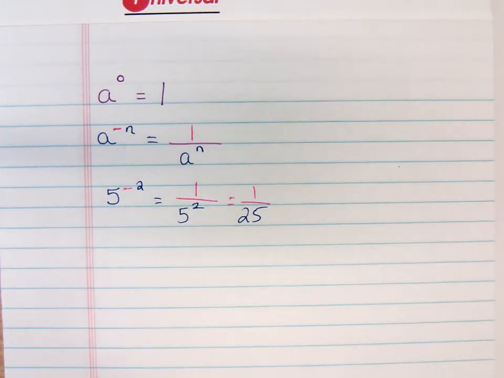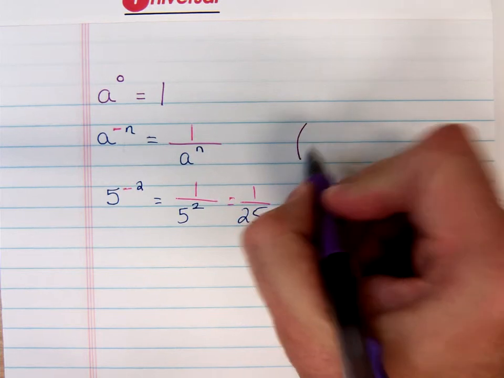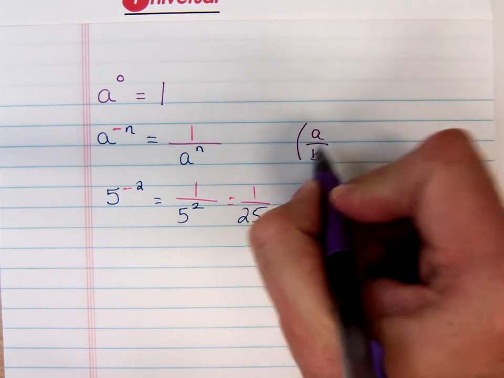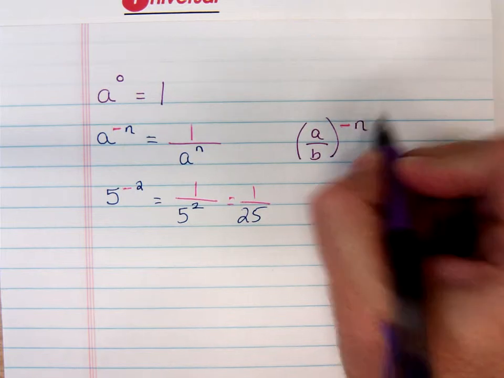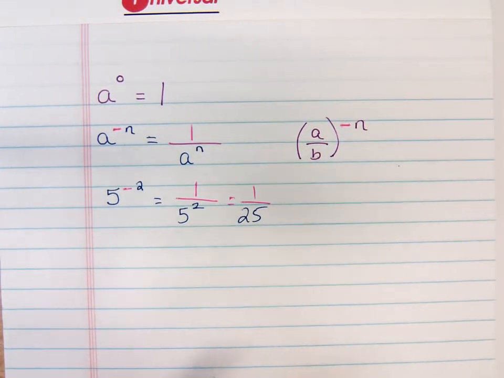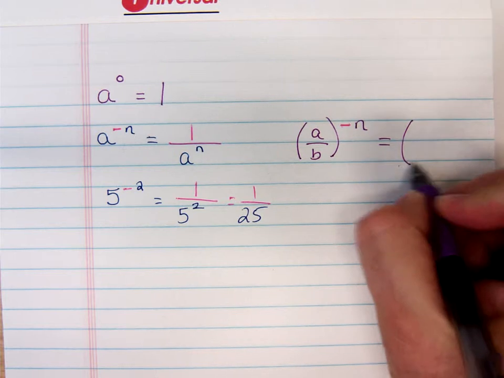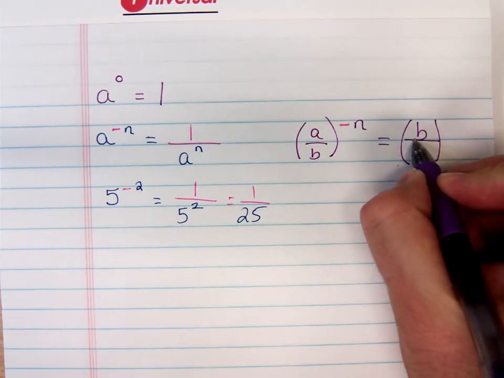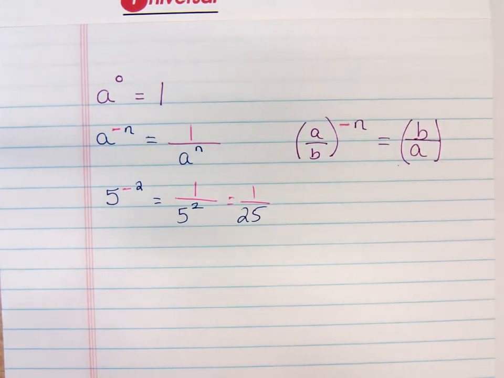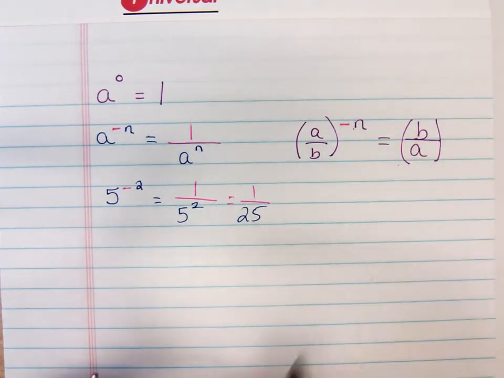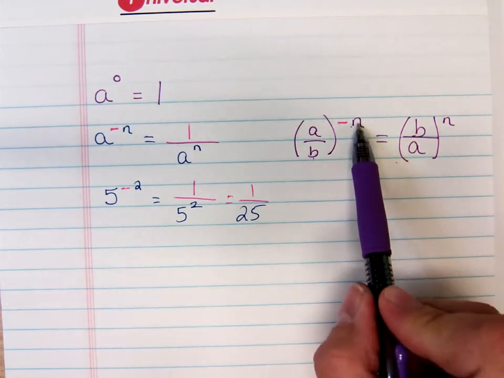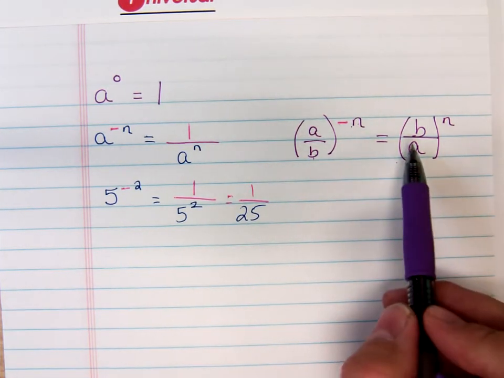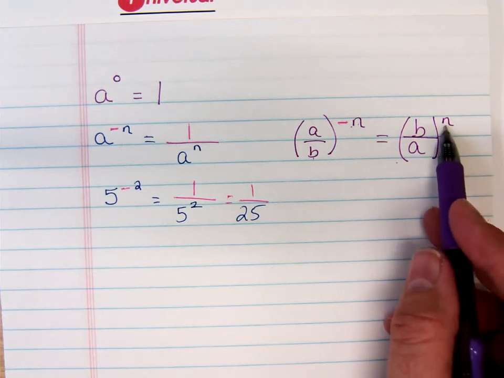There's a corollary to that. If you're going to raise a fraction to a negative power, rather than going 1 over the fraction, you can just flip the fraction, or take the reciprocal, and change the sign from negative to positive. Okay? A fraction to a negative power. Just flip the fraction and change the exponent to positive.